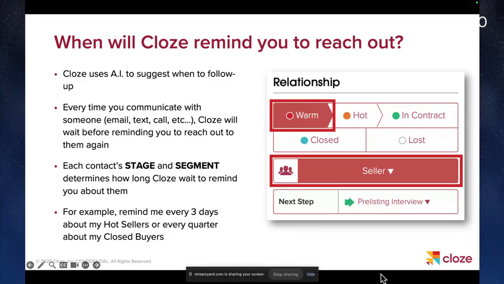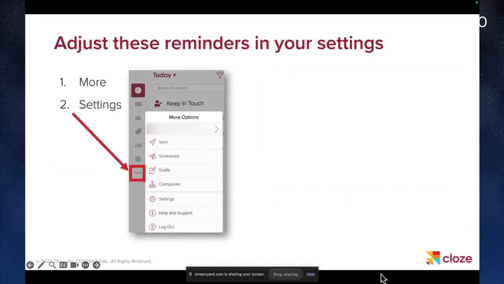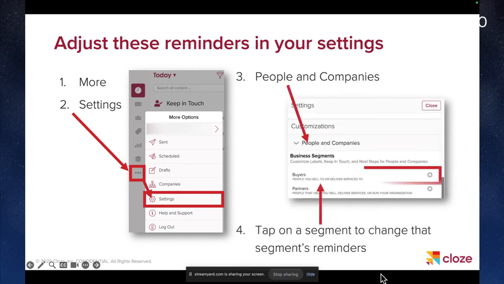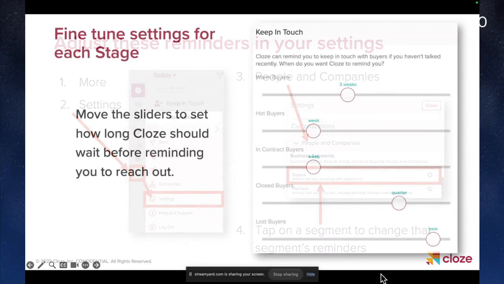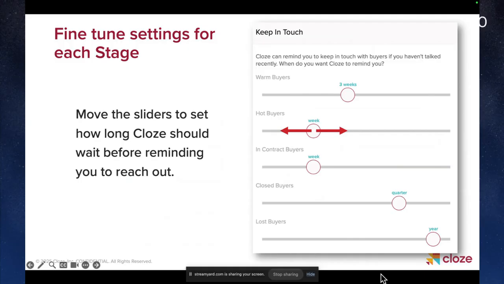Okay. Now this is where you can adjust the settings. I'll show you this as well, but in settings, you're going to see a section called people and companies. Each segment has its own slider that you can adjust. So when you look at the settings, you're going to see all those different stages and segments broken down with a slider. So I've got warm buyers, hot buyers, in contract, closed buyers, and lost buyers. Then you can see the slider to the right. Hot buyers there, where the arrows are, is set to a week. I could slide that left or right to make the reminder more frequent or less frequent.